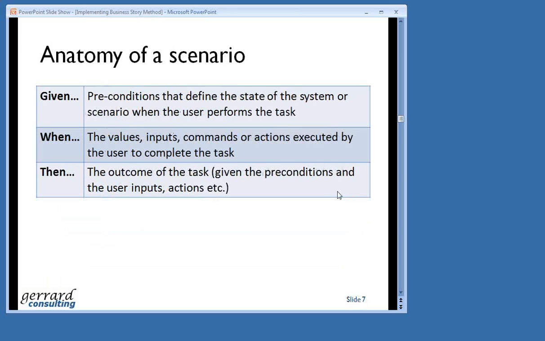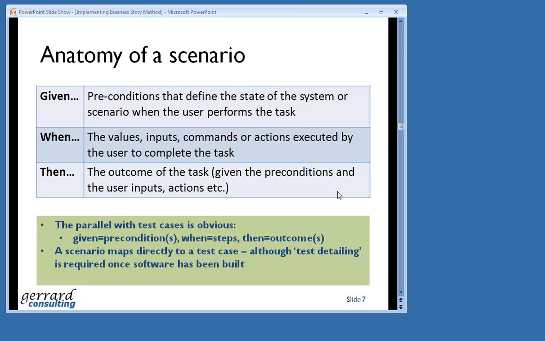And then on to the anatomy of the scenario itself. Again, the keywords given, when, then are probably going to be familiar to you if you've looked at stories before. But the other thing to note about this structure is that it's very similar to a test case. Any testers amongst you will recognize that given relates to the preconditions, when relates to the actions, and the then relates to the postconditions or outcomes. But it's actually in English language, so it's much easier for everyone on the project to understand. They don't think that it's specifically test case terminology.